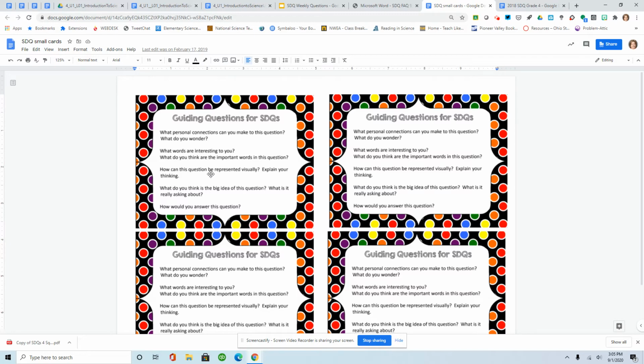What do you wish the visual had? On day 4, you would ask them, what do you think is the big idea of this question and what is it really asking about? And then on day 5, you would get to answer the question.